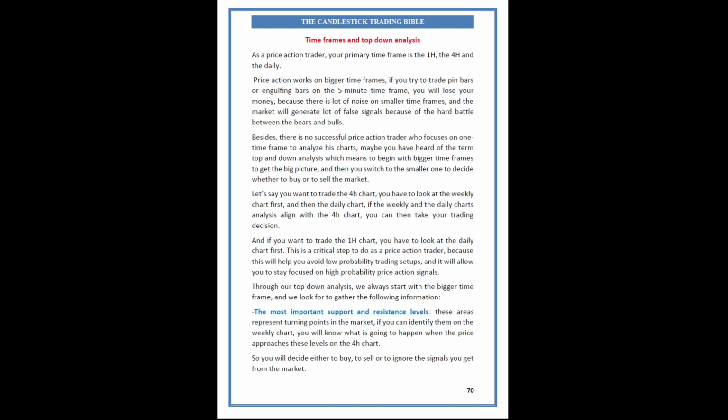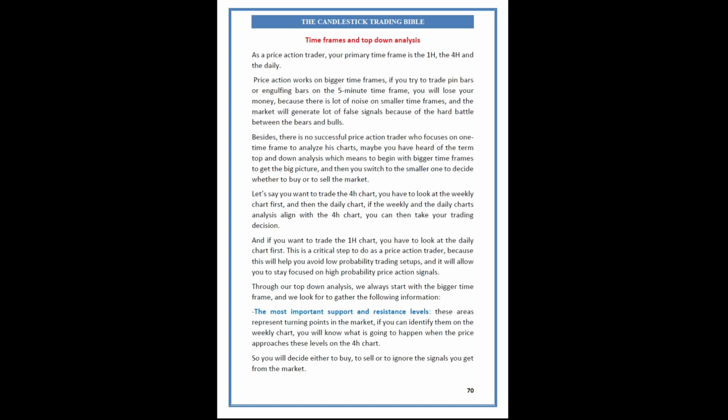As a price action trader, your primary time frame is the 1 hour, the 4 hour, and the daily. At the same time, the 30-minute and the 15-minute are very key. And price action works on bigger time frames. If you trade pin bars or engulfing bars on the 5-minute time frame, you will lose your money because there's a lot of noise on smaller time frames, and the market will generate a lot of false signals because of the hard battle between the bears and the bulls.